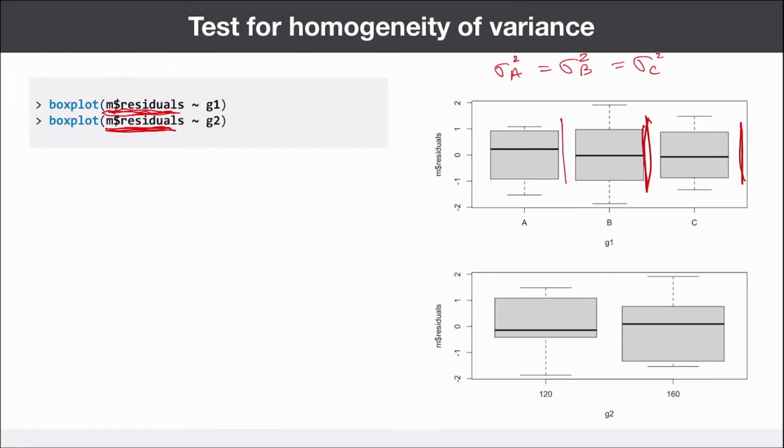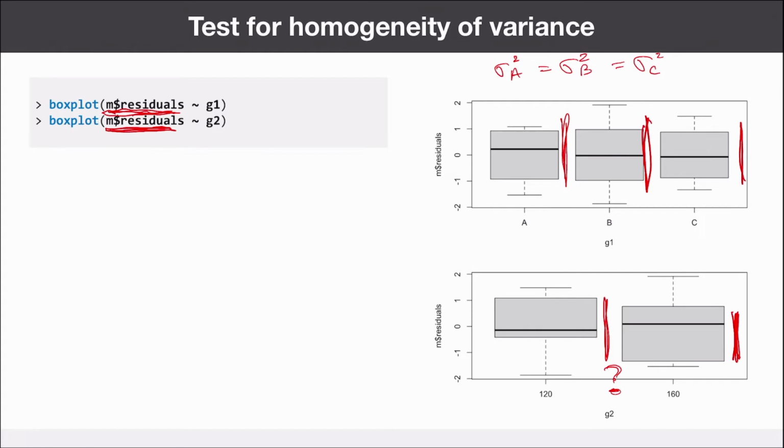So it means that the boxes should be more or less identical, and this is what we exactly see here. Here you can see we have a bit of discrepancy. So maybe this one is not equal, right?